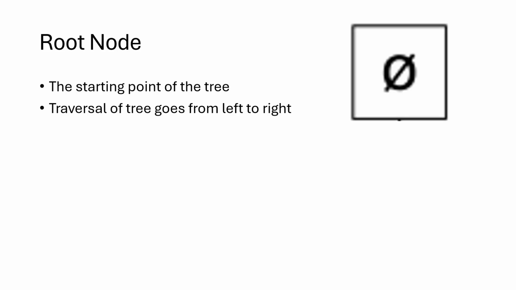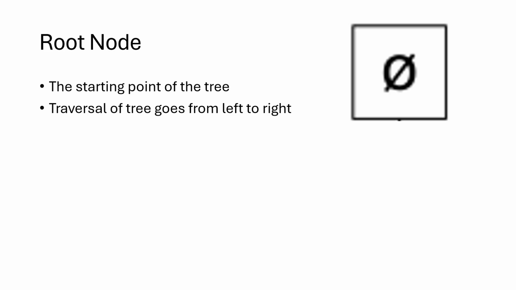So we always start a tree with the root node, and this is usually denoted by a not symbol inside a square for a behavior tree. And whether or not it's inside a square is actually very important when you draw the graph, because there are several shapes for different nodes. So the starting point of the tree, and the traversal of the tree always goes from left to right.